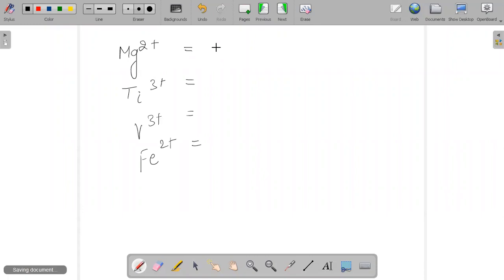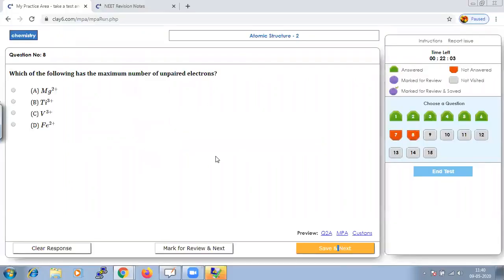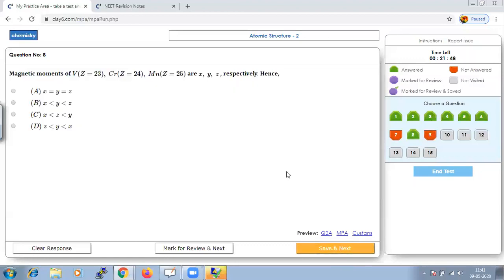Currently, I am just giving you the number of unpaired electrons: in Mg2+ it will be 0, in Ti3+ it will be equal to 1, in V3+ it is 2, and in Fe2+ it will be 4. So among the given options, they have asked which has the maximum number of unpaired electrons. That means the maximum number of unpaired electrons is present in iron. Let us save that and go to the next question.